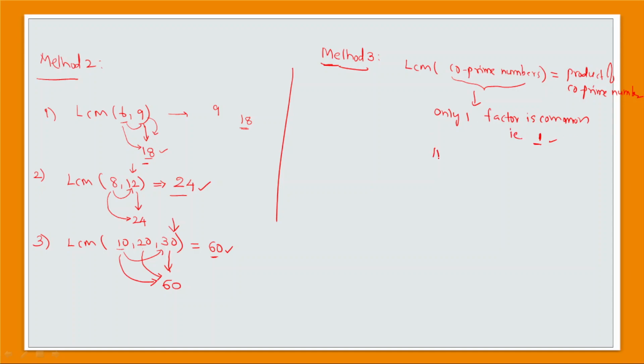So the HCF of a comma b will be 1. Let us consider some examples for understanding what is meant by co-prime numbers. What will be the HCF of those numbers? Suppose 2 comma 3 are prime numbers and these are co-prime numbers. Why? Because only 1 is common in these. So the HCF of 2 comma 3 will be 1.